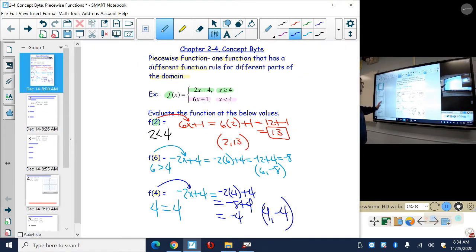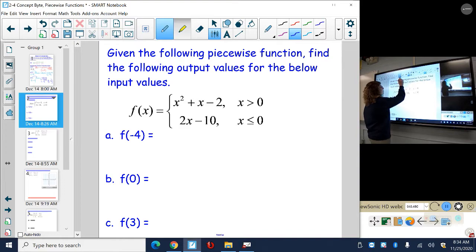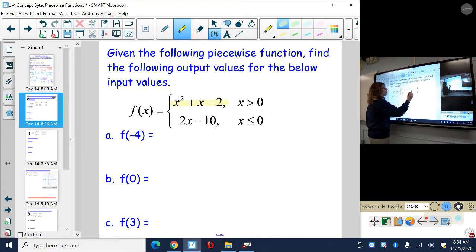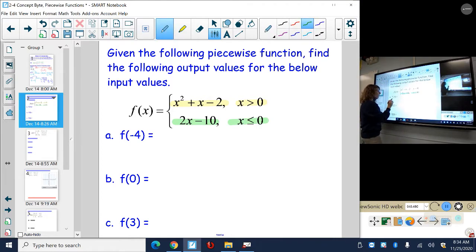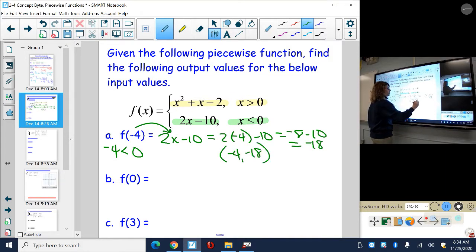Okay, let's go ahead and do this again. I'm going to give you a different piecewise function this time. This piecewise function says that I'm going to use x squared plus x minus 2 for whenever the values are greater than 0. This bottom one of 2x minus 10 is going to be used for 0 and below. So we're going to go ahead and we're going to compare negative 4. Where does negative 4 compare to 0? Well, negative 4 is less than it, so therefore I'm going to be utilizing the 2x minus 10. So I'm going to simply plug in a negative 4. So that's negative 8 minus 10, which is negative 18.